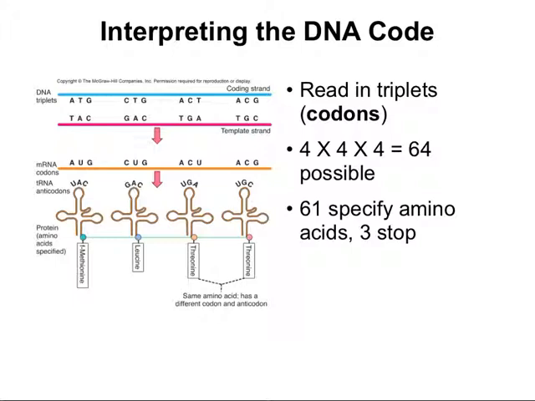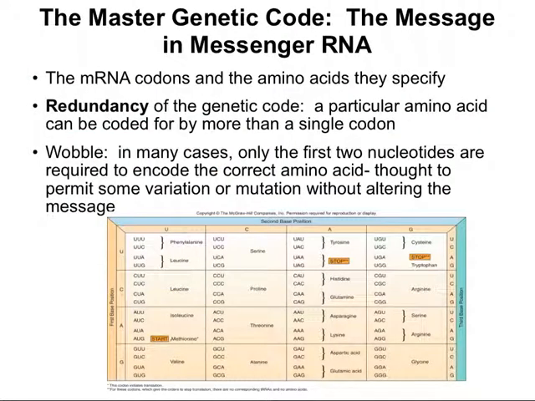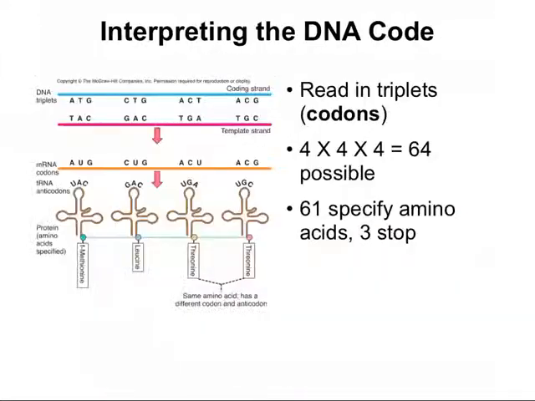And if there was a 3-letter code, we could have 64 possible different codons. And that's exactly what you're seeing in this table. 64 different codons that cover 20 amino acids. That's precisely why there's some redundancy.